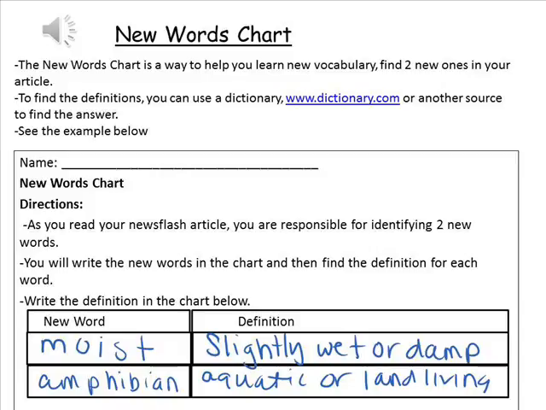In order to find the definitions to the two words that you come across, you can look them up in a dictionary or use dictionary.com. Those are the two easiest ways that I've found to use. You can see in our example the two words that I chose were moist and amphibian. Moist is defined as slightly wet or damp, and amphibian is defined as aquatic or land-living.